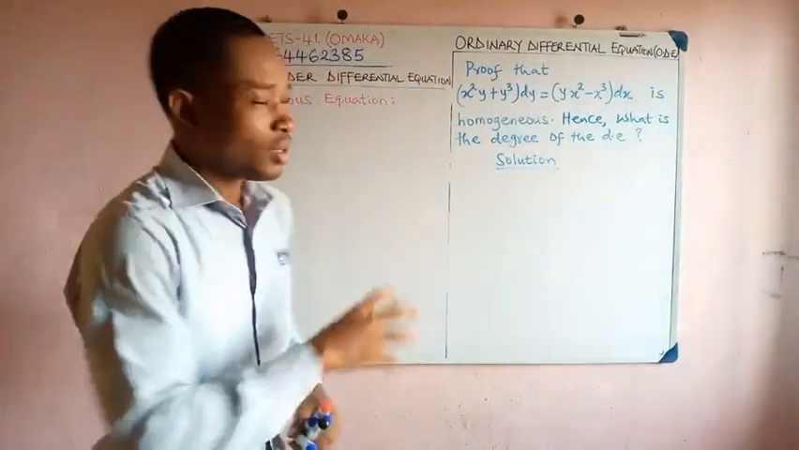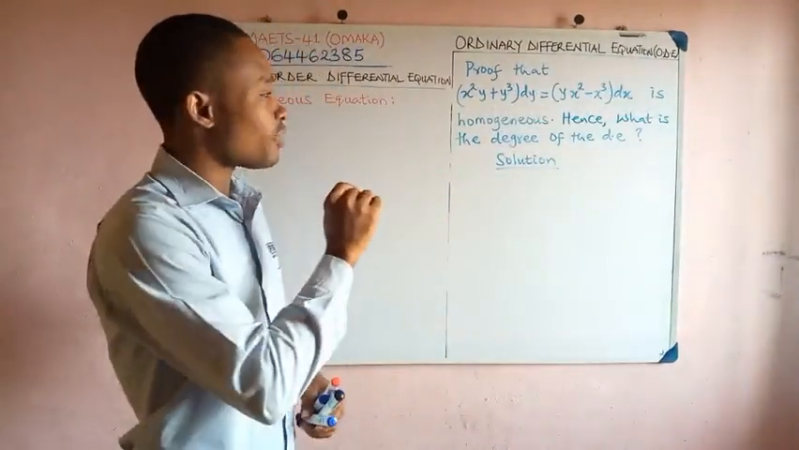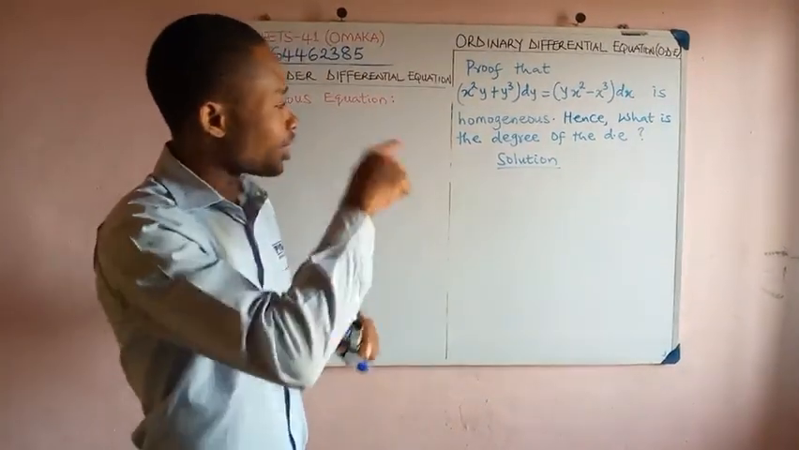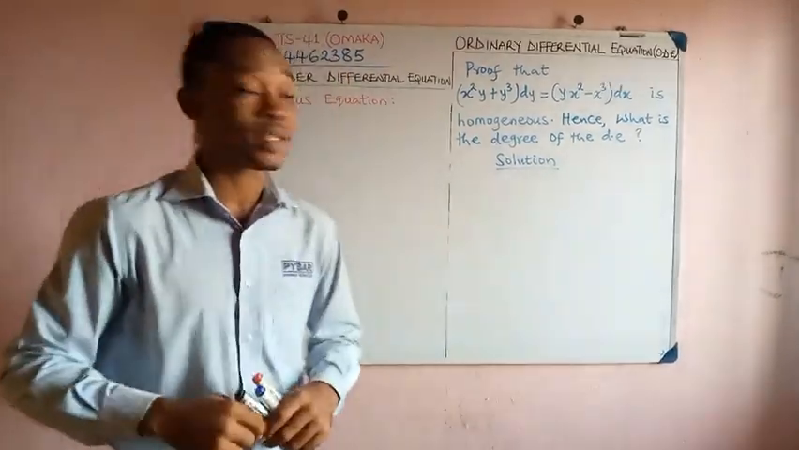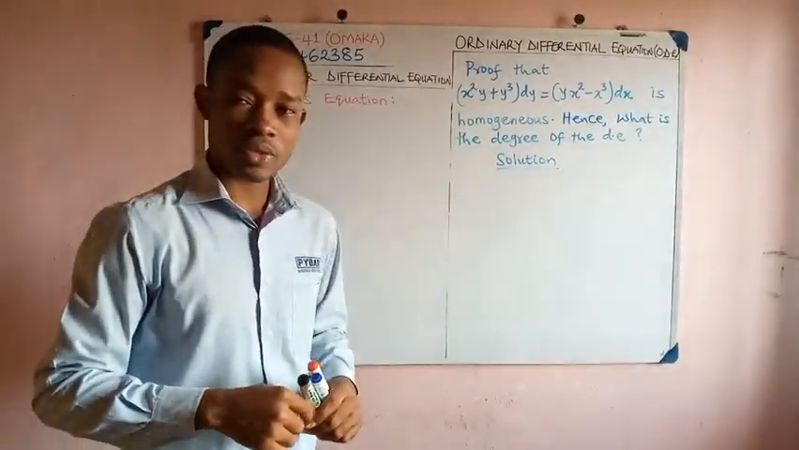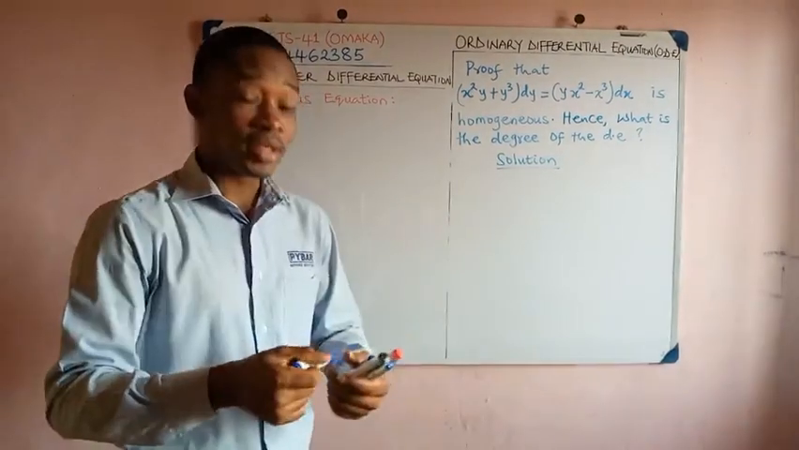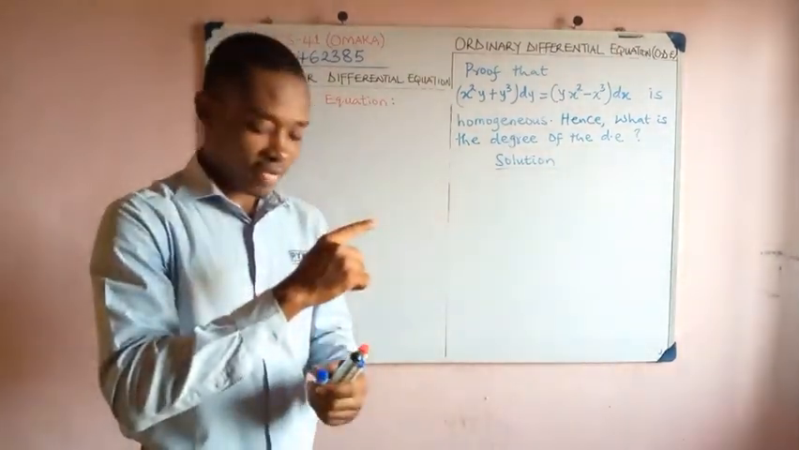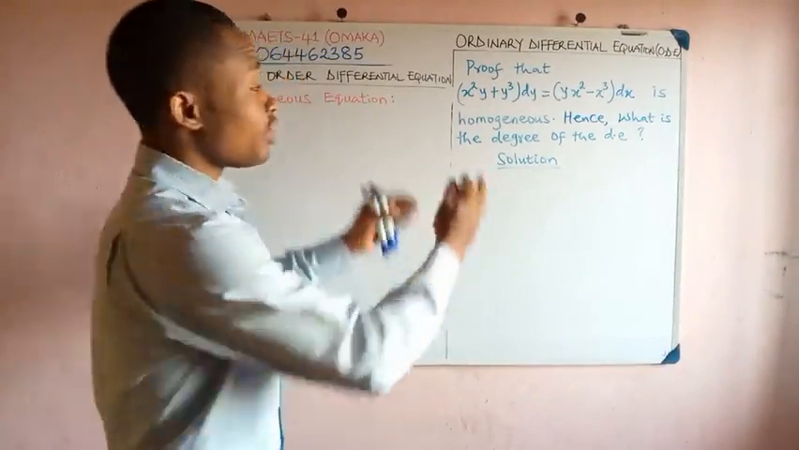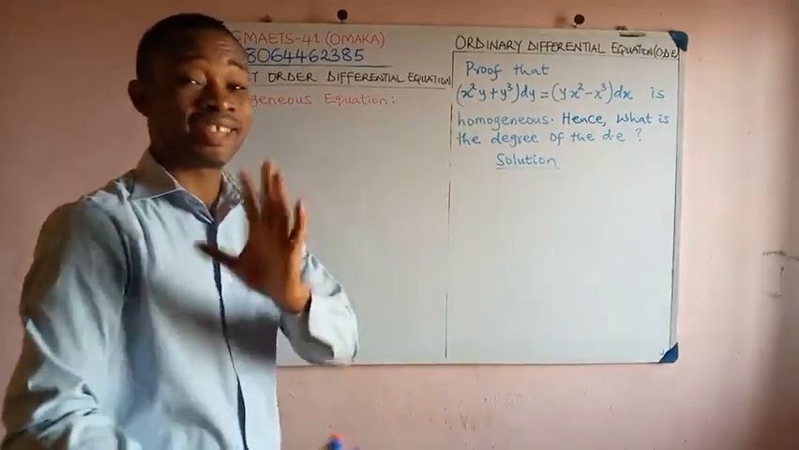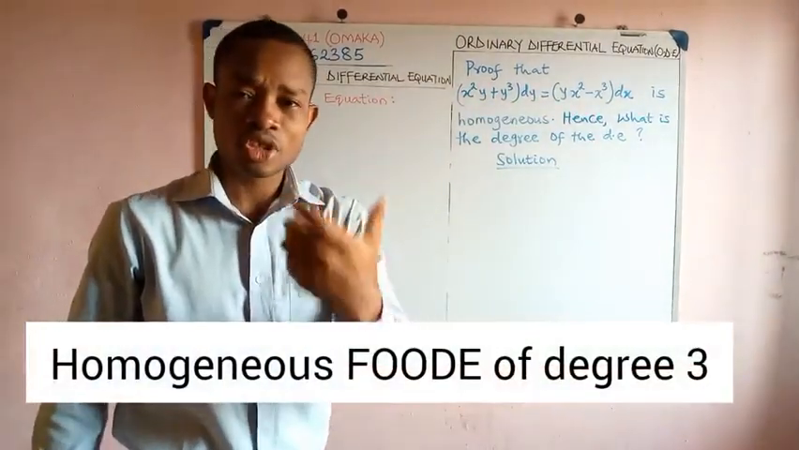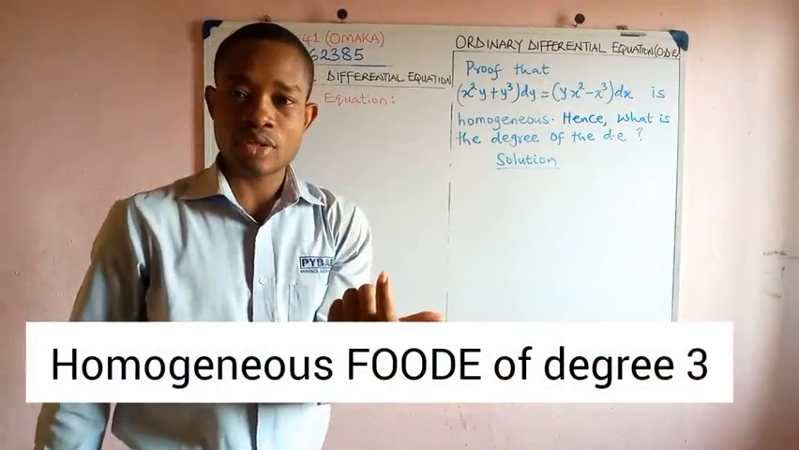Now we have this proof on the board, okay? We have to prove that this differential equation, open bracket x squared y plus y cubed close bracket dy equal to open bracket y x squared minus x cubed close bracket dx, is homogeneous. And then what is the degree of that differential equation? Honestly, by observing this, one can straightforwardly tell that this is a homogeneous equation of degree 3. I'm going to show you the test procedure.